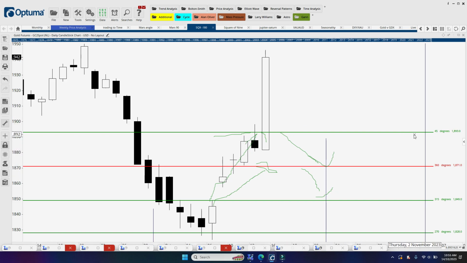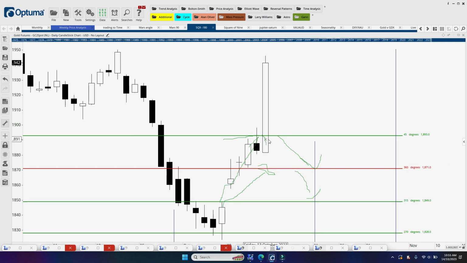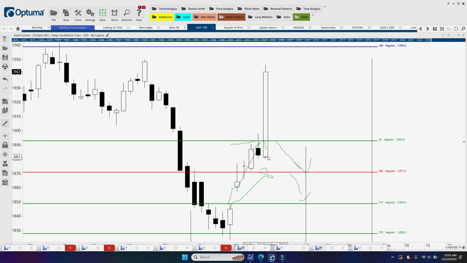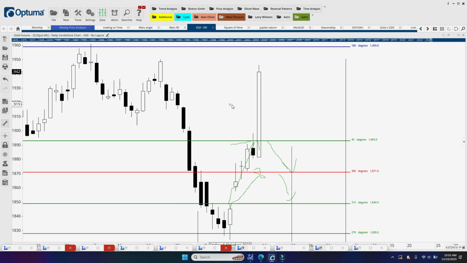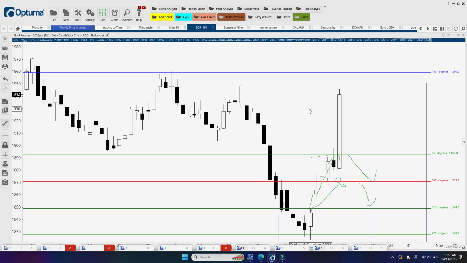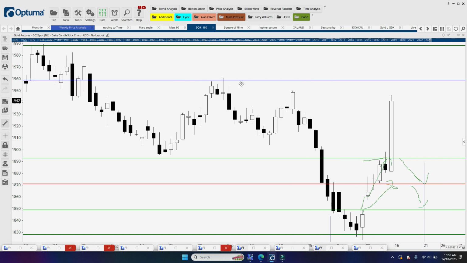It then came up and hit the 45-degree angle, which was at approximately 93. Came up, hit it, got rejected off it before looking like it was going to reverse before not reversing. And then on Friday, we just had an explosive run higher. So where to from here? Well, the next logical price point would be this 1959 level, and this is for the futures, okay?